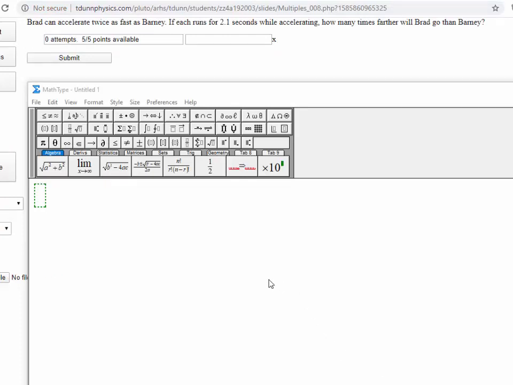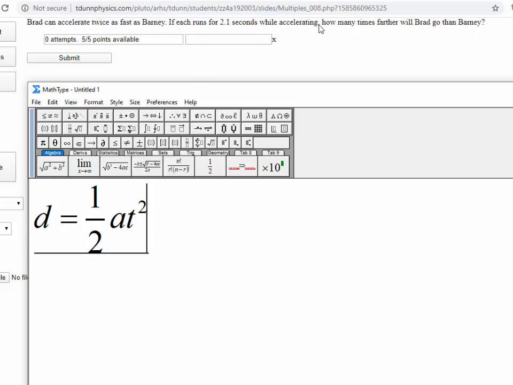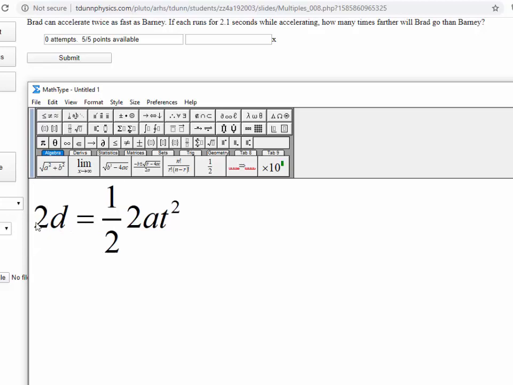Okay, let's jump to page 8. We're getting into questions now that are not necessarily linear. Brad can accelerate twice as fast as Barney. If each runs for 2.1 seconds while accelerating, how many times farther will Brad go than Barney? We don't need to know the amount of time. We just need to know that in an accelerating system where they both start from rest, our formula is d equals 1/2 at squared. And in this case we're doubling the acceleration. We're going to put a 2 in here, and what we do to one side we must do to the other. He's going to go twice as far.